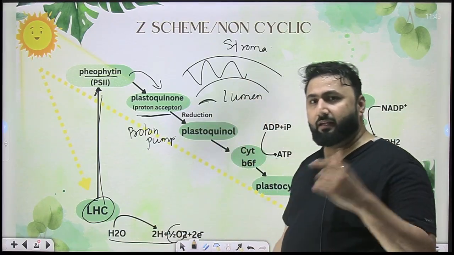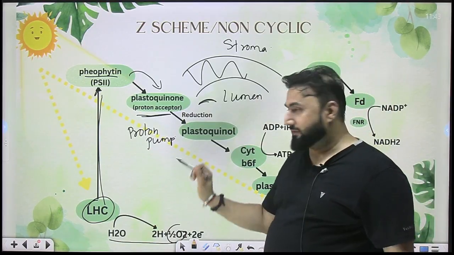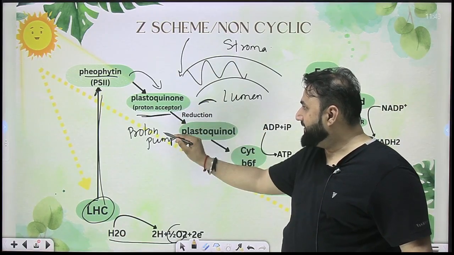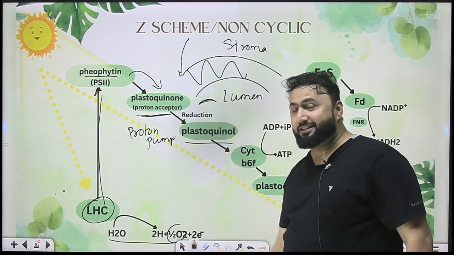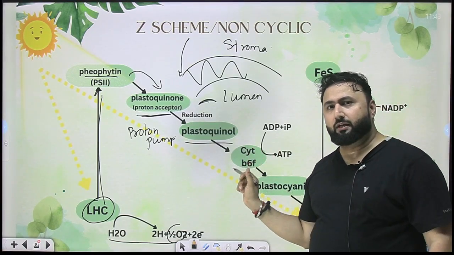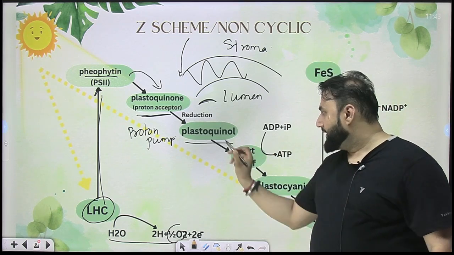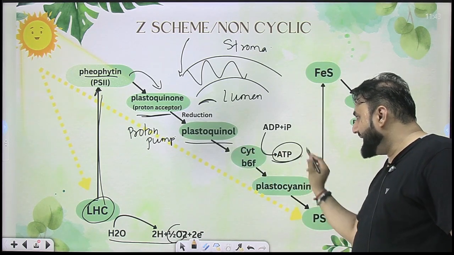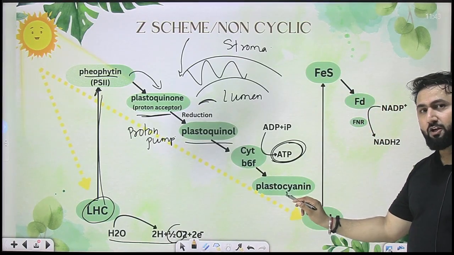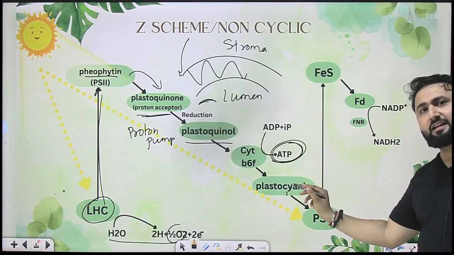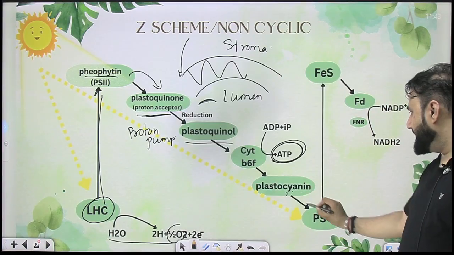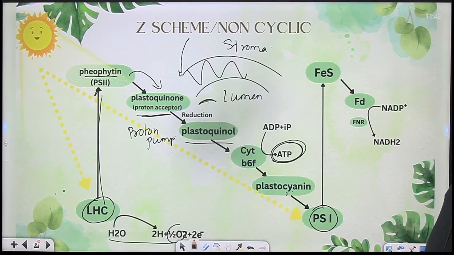We will be seeing the same thing in the chemiosmosis hypothesis also. Here, the proton pump would be taking H plus ions and giving them inside the lumen, forming plastoquinol, and giving it to cytochrome B6F. It's an electron transport system where the production of ATP is happening. While giving this energy, you can see that ATP is forming over here. Next, it gives it to plastocyanin, which gives its electron to PS1, P700.